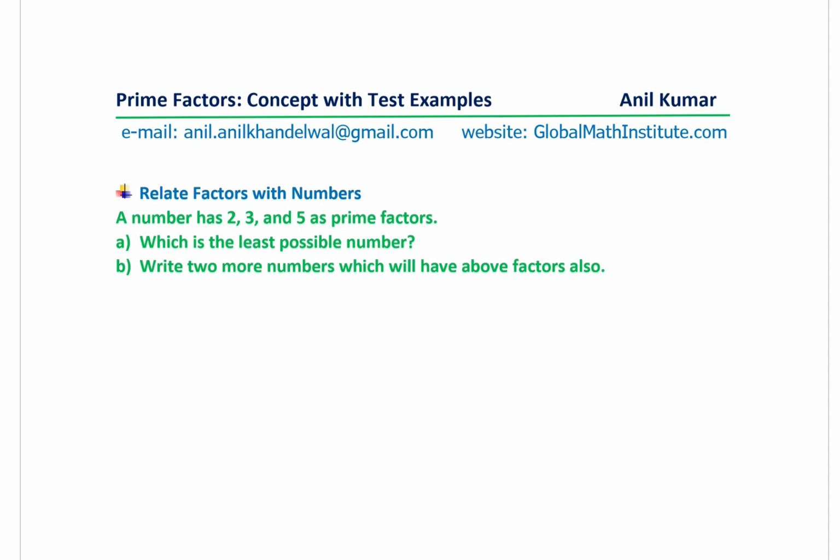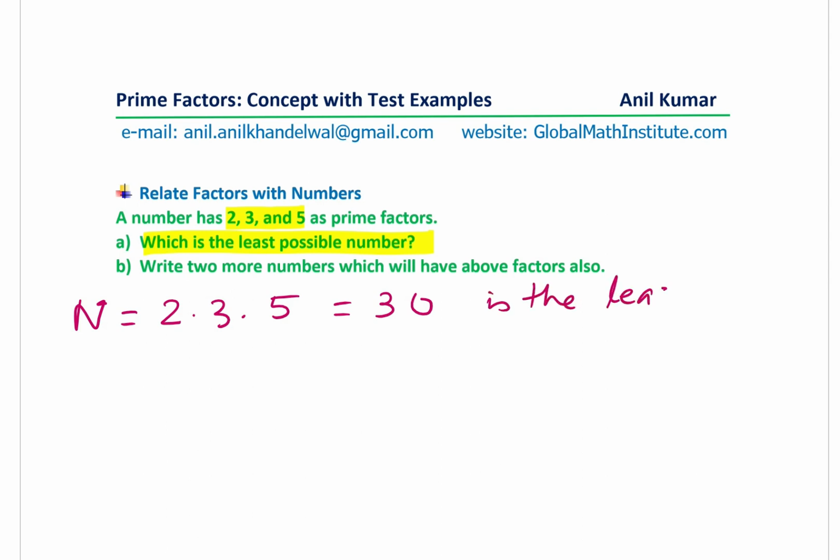The question here is to relate factors with numbers. A number has 2, 3, 5 as prime factors. Which is the least possible number? Now, a very important question here is which is the least possible number which will have 2, 3, and 5 as prime factors. So by multiplication we can get it. The number n will be 2 times 3 times 5, which is 30. So the answer is 30 is the least possible number. Is that clear?